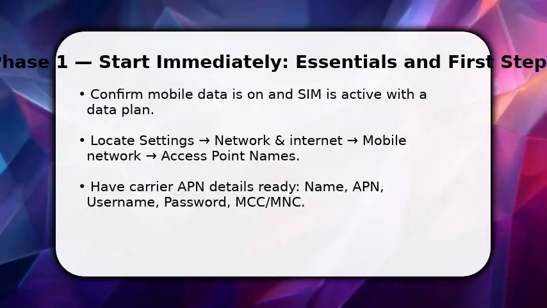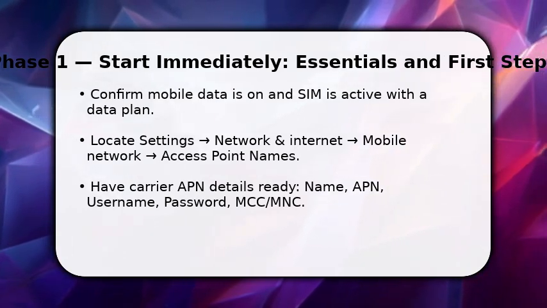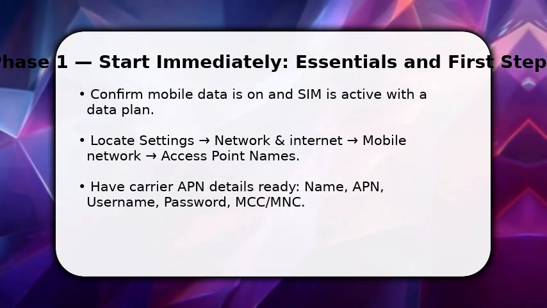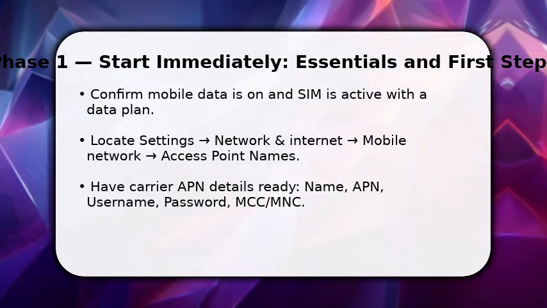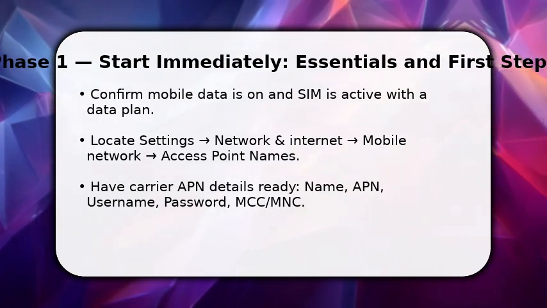You start by preparing the essentials. Make sure mobile data is enabled and your SIM has an active data plan. Once done, go into Settings, then Network and Internet, Mobile Network, and open Access Point Names. This is where you create or edit APNs.